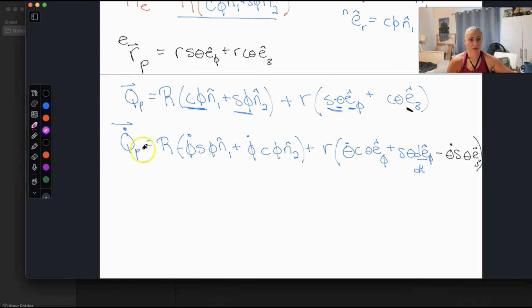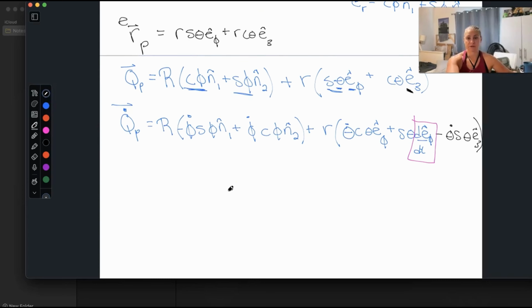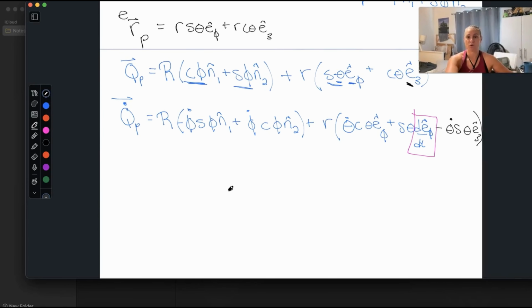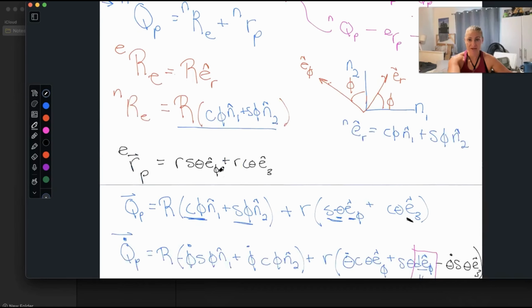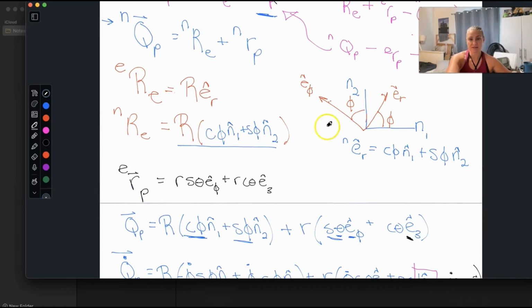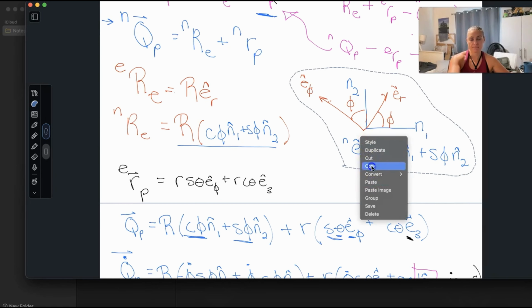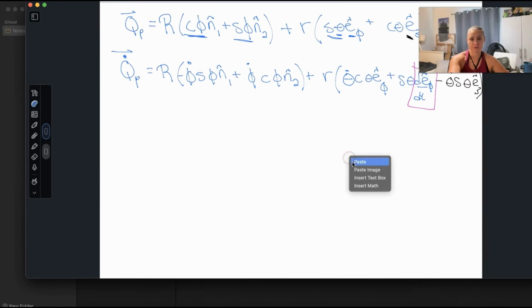So I'm left with, what is the derivative of a unit vector? I have no idea what the derivative of the unit vector E phi is, but I do know a way to find it. How we find it is we're going to use this concept here. I'm going to take this and put it down here.